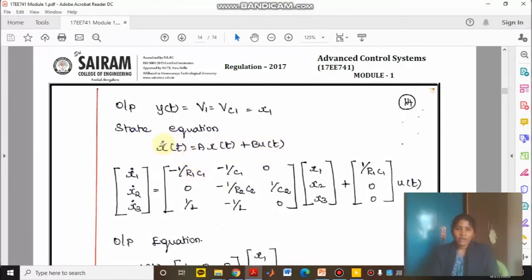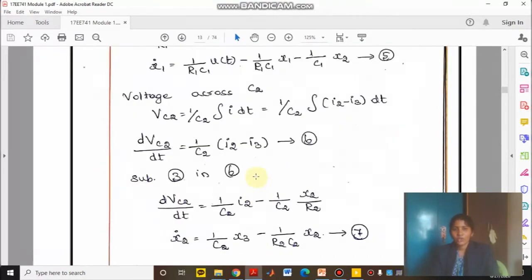And x dot of t, in the place of x dot of t, you will be writing it as x1 dot, x2 dot, x3 dot. So this x1 dot has 3 rows, 3 columns. So the first column, first row will have the coefficient of x1. This particular portion will have the coefficient of x2 in x1 dot, and A13 will have the coefficient of x3 in x1 dot.